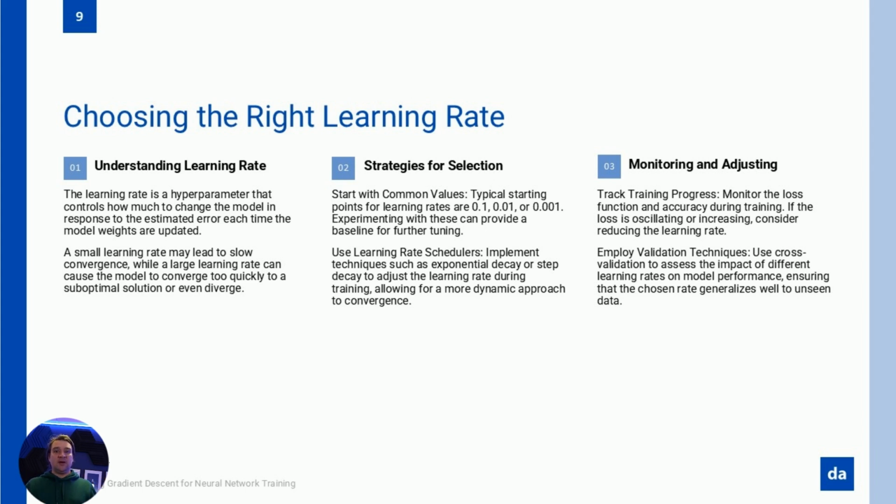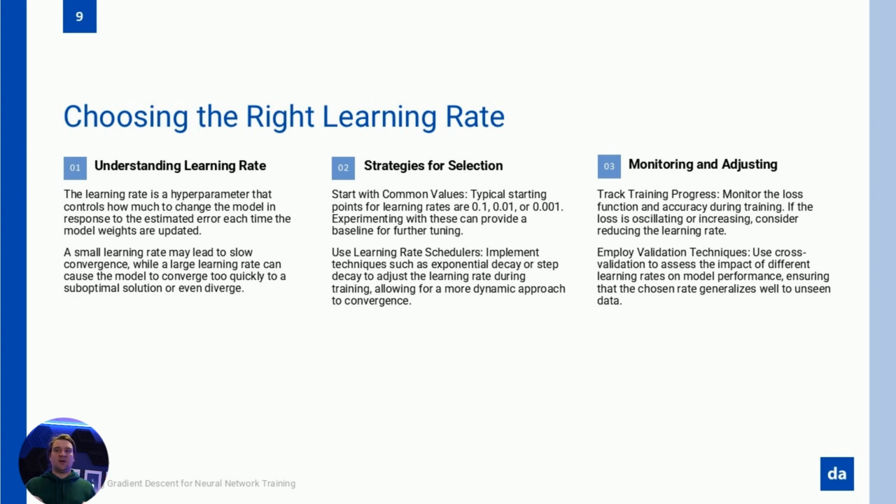It can make or break your training process. Go too fast and you'll burn out, or in this case, overshoot the minimum. Go too slow and you'll never finish the race. The learning rate is one of the most critical hyperparameters in gradient descent, and today we're going to unlock the secrets to finding that perfect balance.